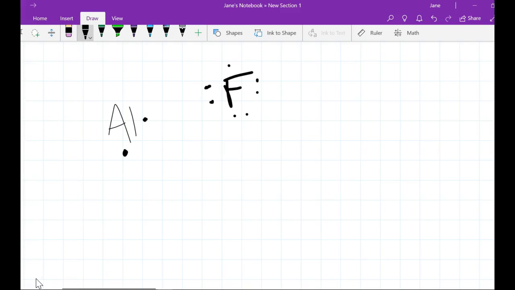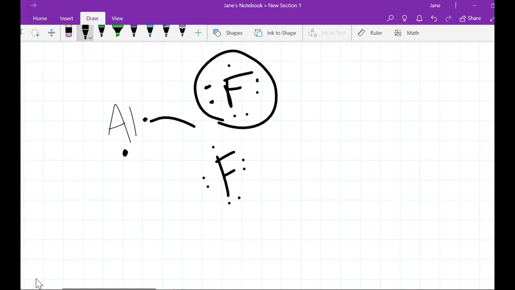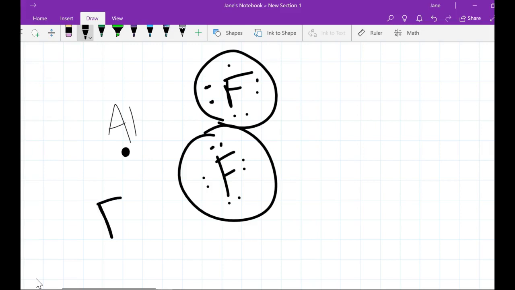Now this fluorine atom has an octet right here, right? So it can't take any more. So another fluorine atom can take another electron from that aluminum atom. So that electron will go away, and this one will go here. And so now this fluorine atom has an octet. Aluminum still has this one electron that it wants to get rid of. So another fluorine atom will react with that aluminum, like so.